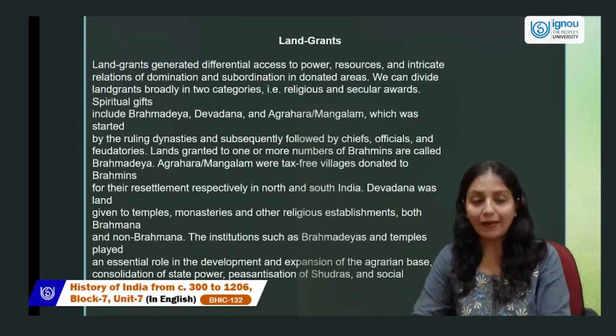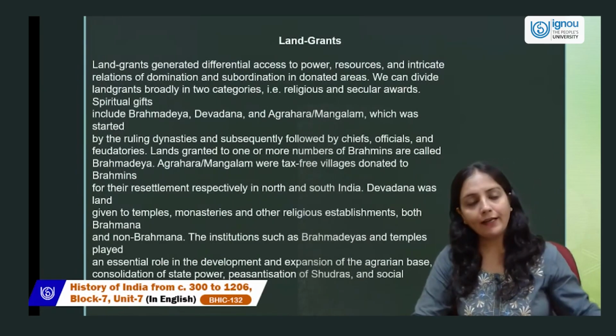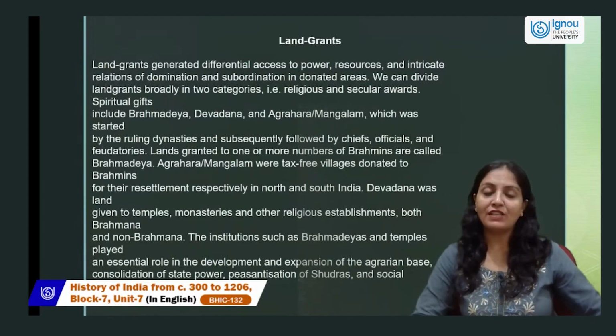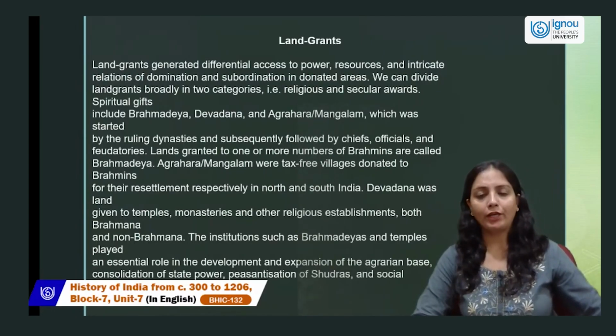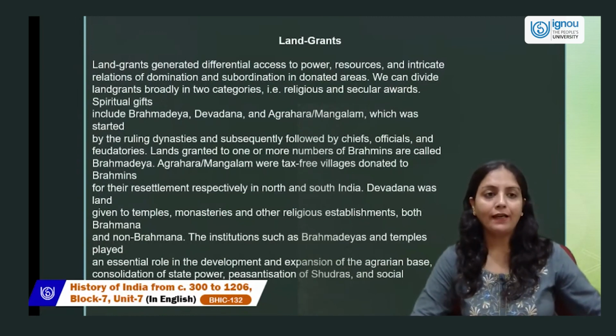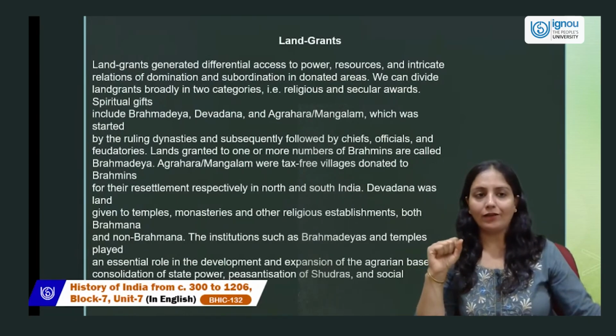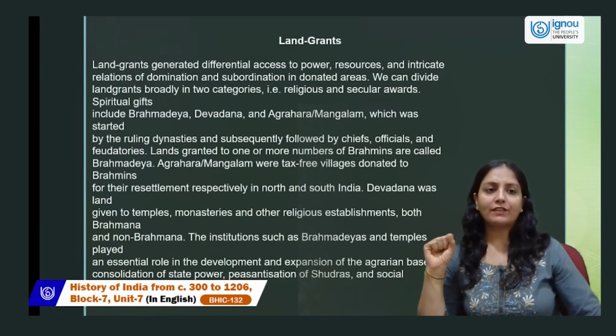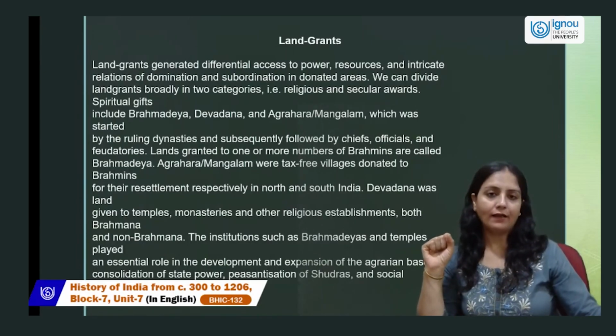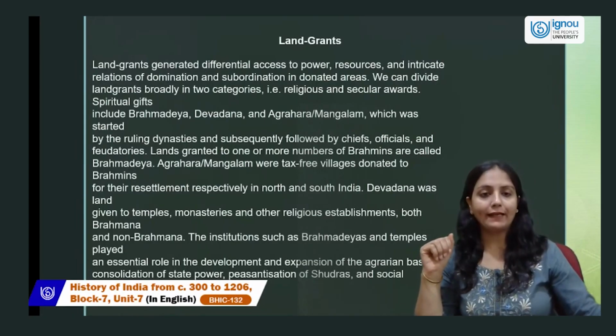Now, what was the condition of land grants at that time? As earlier, land grants generated differential access to power and resources, and intricate relations of domination and subordination in donated areas. We can divide land grants broadly into two categories: religious and secular awards. Spiritual gifts include Brahmadeya, Devadana, Agrahara, and Mangalam, which were started by ruling dynasties and subsequently followed by chiefs, officials, and feudatories.